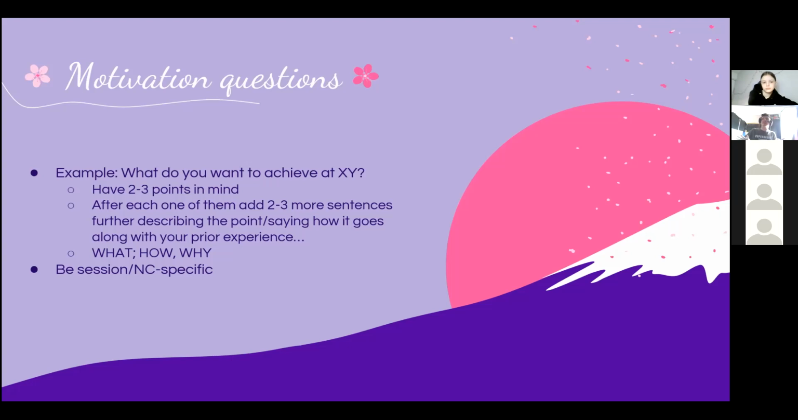So explain why this point is beneficial to the team, like why what you want to achieve will actually help the team overall as well. And again, the what, how, why. What do you want to achieve? How do you want to achieve it? Why do you want to achieve it? So be specific to the session or to the NC as well, because that is so important. So to the vision of the session, if the vision included that there's going to be an editorial assistant that will be in charge of social media, you could talk about how one of your goals is you want to learn more about how to make great usage of social media as part of the media team.